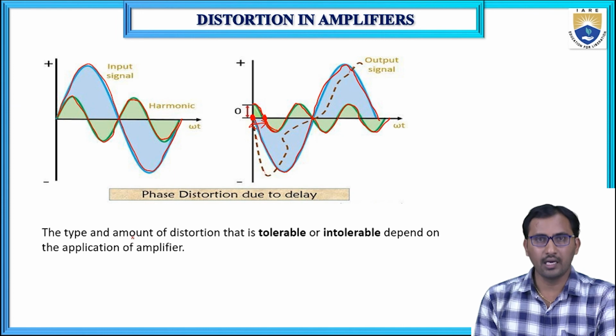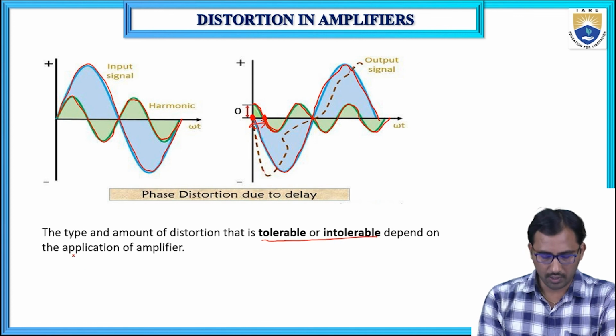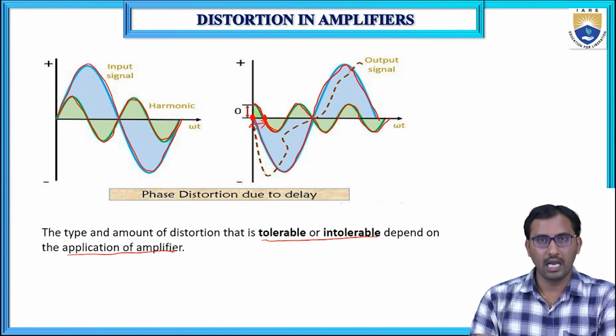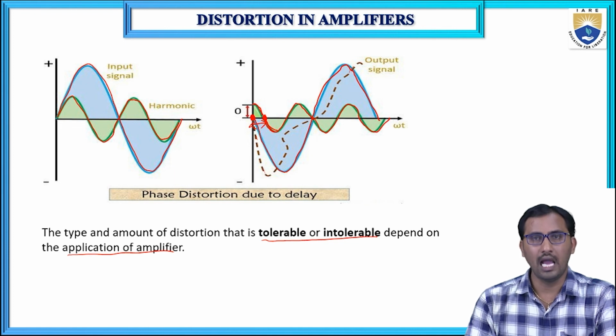The type and amount of distortion that is tolerable or intolerable depends upon the application of the amplifier. So sometimes this type of distortion we can consider, or sometimes we cannot. That depends upon the application of the amplifier.